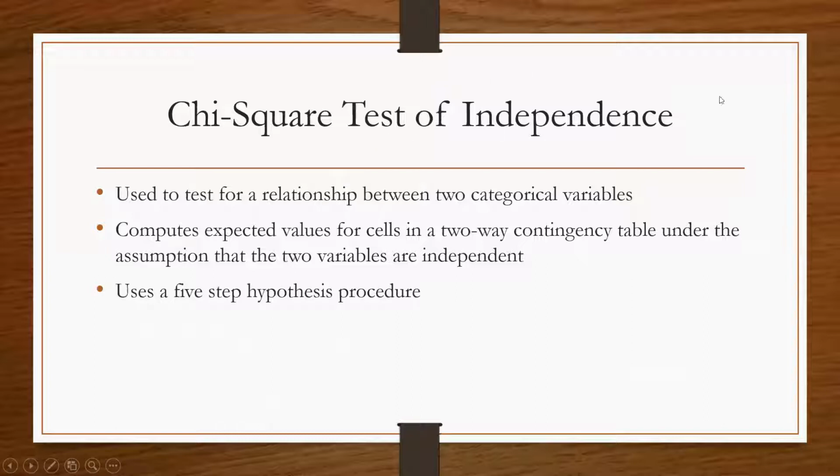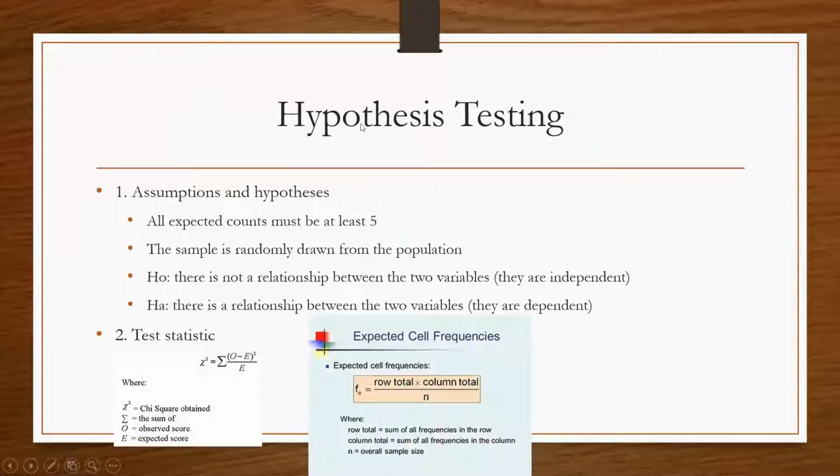Next, the chi-square test of independence is used for testing the relationship between two categorical variables. It computes the expected values for cells in a two-way contingency table under the assumption that the two variables are independent. Again, you use the same five-step hypothesis procedure. The assumptions are that all counts must be at least five, same as before, and that the sample is randomly drawn from the population. Your null hypothesis is that there's no relationship between the variables, and the alternative hypothesis is that there is a relationship between the variables.